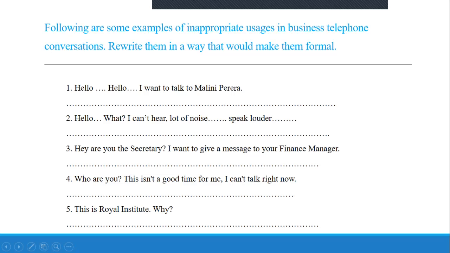Then number five, this is Royal Institute. Why? In our previous lecture, I showed you so many examples on how you can greet someone, what are the expressions that you can use, about the tone of your voice and so on and so forth, right? So try to use all that information and rewrite these sentences, but do not change the meaning, okay? But use a more formal language so that it would look appropriate for a business telephone conversation.